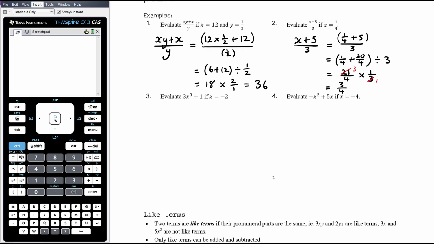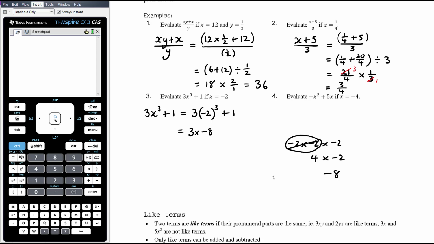Okay, example 3, evaluate 3x cubed plus 1 if x is equal to -2. So that is 3 times -2 cubed plus 1. Now -2 cubed is -2 times -2 times -2. -2 times -2 is positive 4, and then we've still got that times -2, and so that's going to be -8.